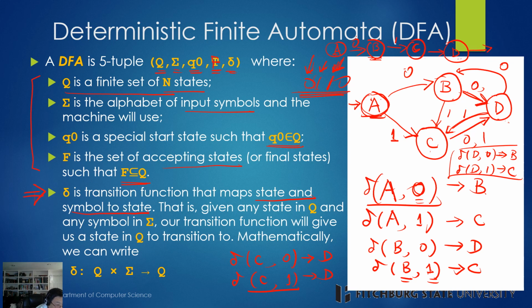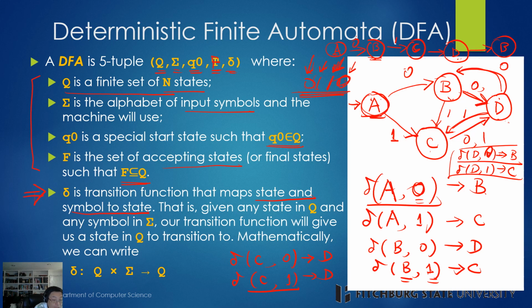Now the current state is D, and the last symbol is 0. So we have a D and a 0, which goes all the way back to B. So this finite automata will take this input 0, 1, 1, 0, and eventually it will reach B at the very end because there's no more input.